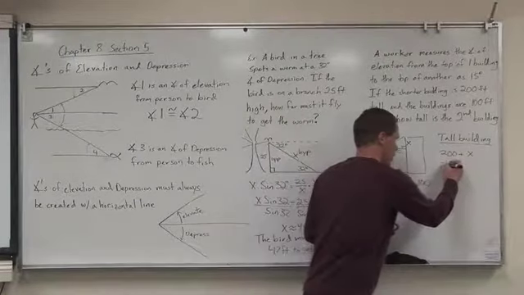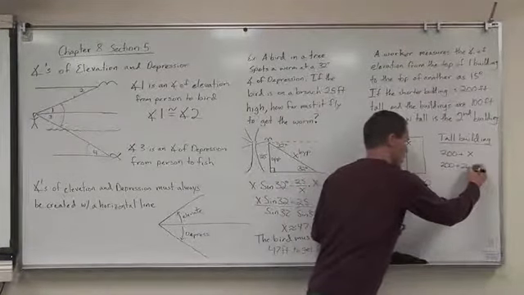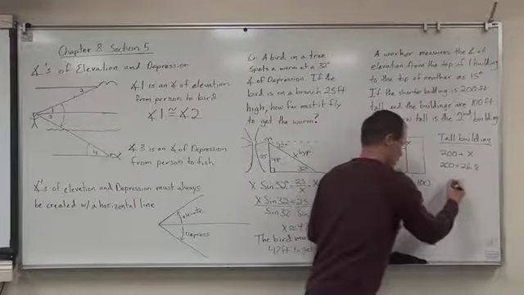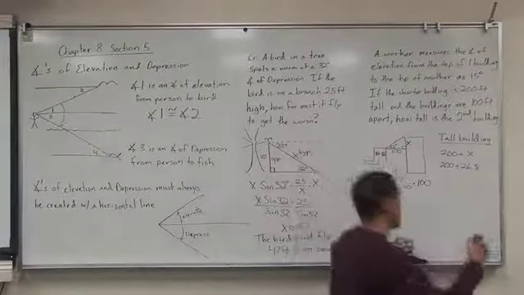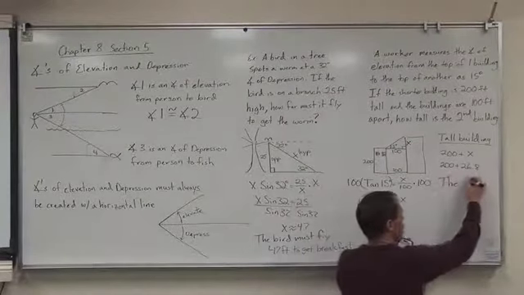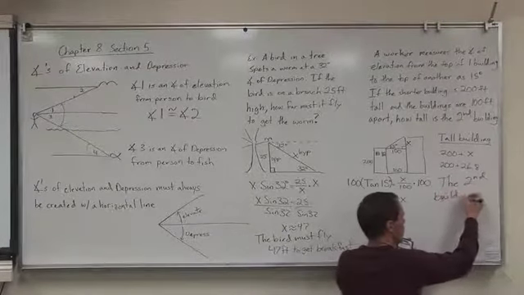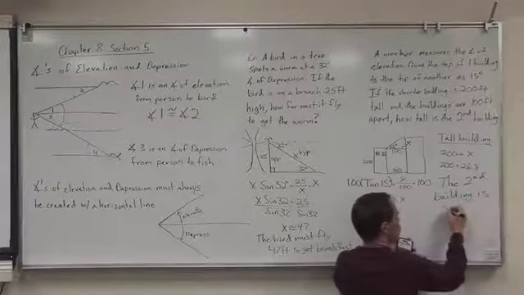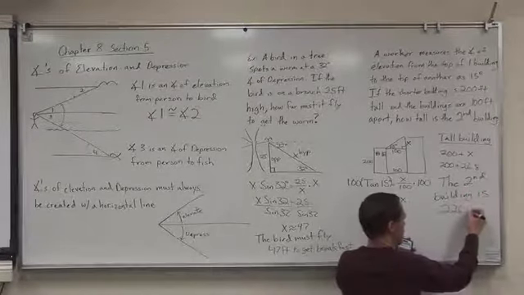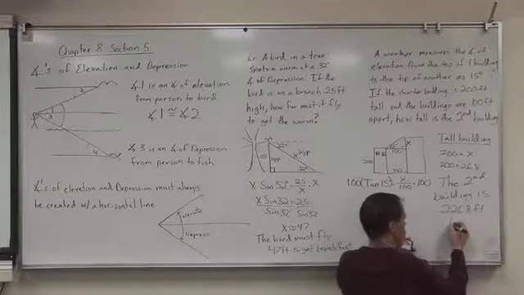So we're going to put 200 plus 26.8, and our final answer is the second building is 226.8 feet tall.